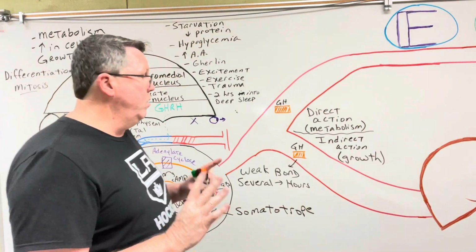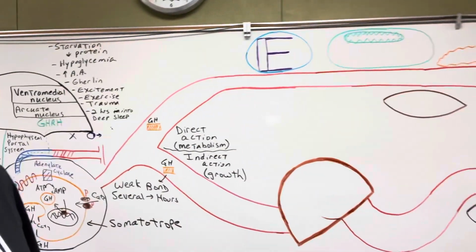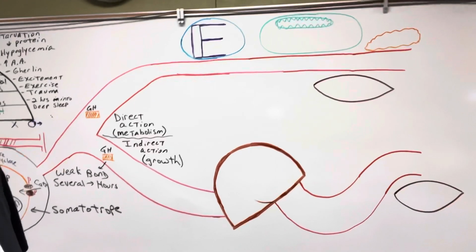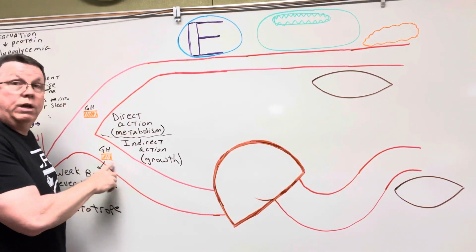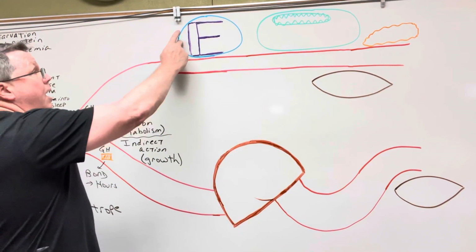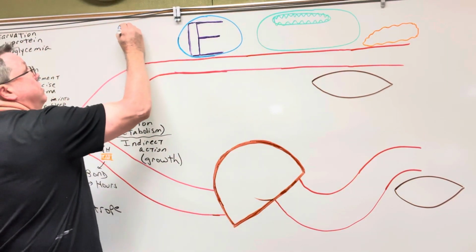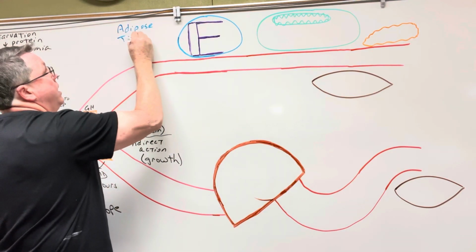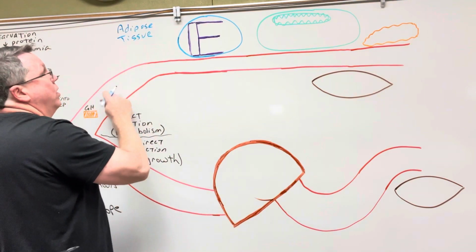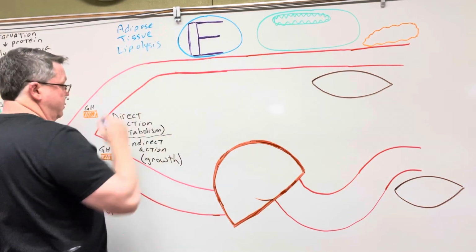So now, I'm going to move this over just a little bit, and let's take a look at the role these are going to play. So here's my growth hormone, again with the weak bonds, these won't stay very long. Up in here, I'm going to have adipose tissue, which contains lipids. And this is going to go through a process called lipolysis, which we're going to explain right now.